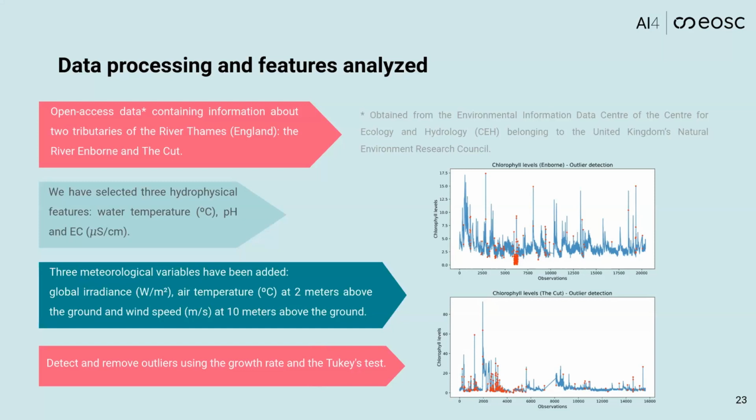Then we need to detect and remove some outliers that arise in these cases. In order to do so, we use the growth rate and the Tukey test. We can see here in this time series how we can detect the different outliers and remove them. We have used the growth rate in order to not remove values that could seem anomalous but are not outliers, because we can have some natural phenomena that cause some peaks, for example, this or this, but may not be outliers. So we take special attention to that.